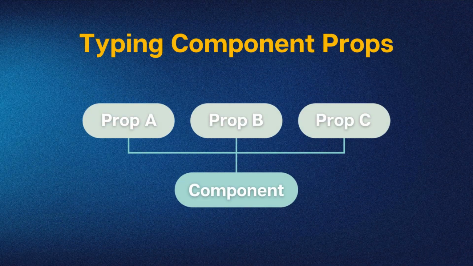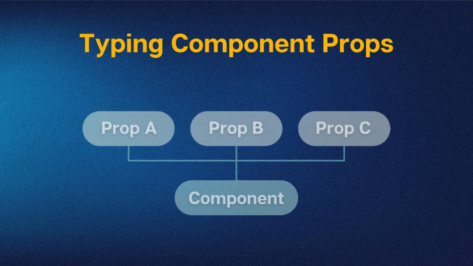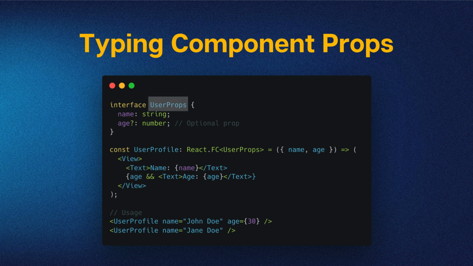Props, or properties, are parameters passed to components. Typing these props is crucial for component reusability and maintainability. Let's start by defining types for props in a typical component. Here, UserProps defines the types for the props name and age, where age is optional. This ensures that every user profile component receives the right kind of data.